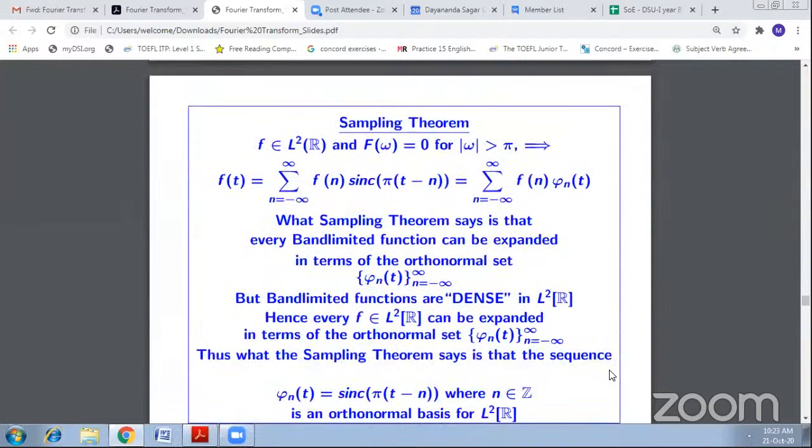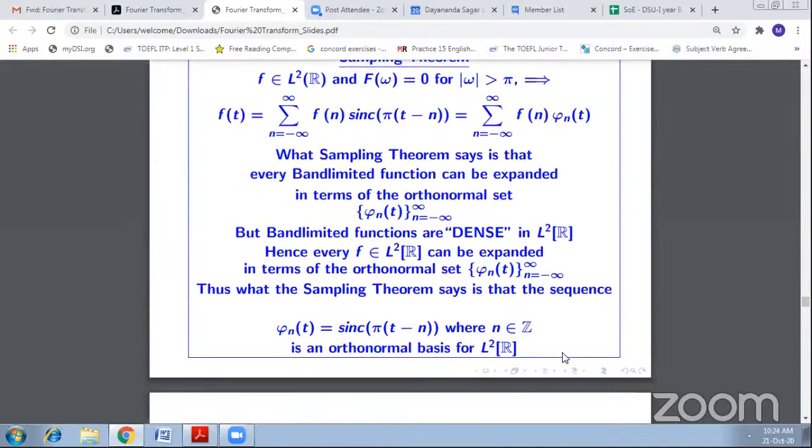So what the sampling theorem says is essentially that if you have a band limited function, it can be expanded in terms of this orthonormal sequence. That is all the sampling theorem says: the sequence of functions we constructed above forms an orthonormal set for the band limited functions. There is also a technical reason: band limited functions are dense in L2(R), so every L2(R) function can be expanded in terms of these functions. Therefore, what the sampling theorem says mathematically is that this sequence of functions, sinc(pi(t minus n)), is an orthonormal basis for L2(R). That is the essence of the sampling theorem.